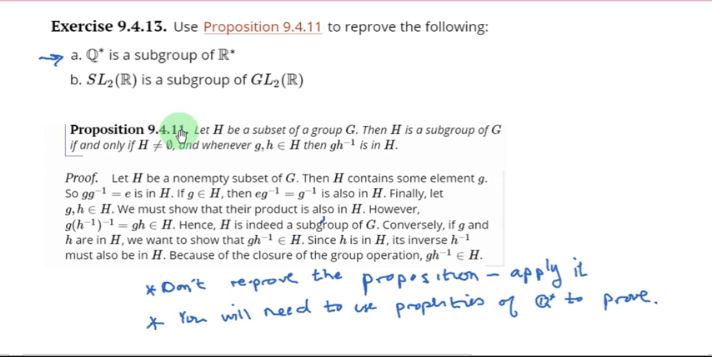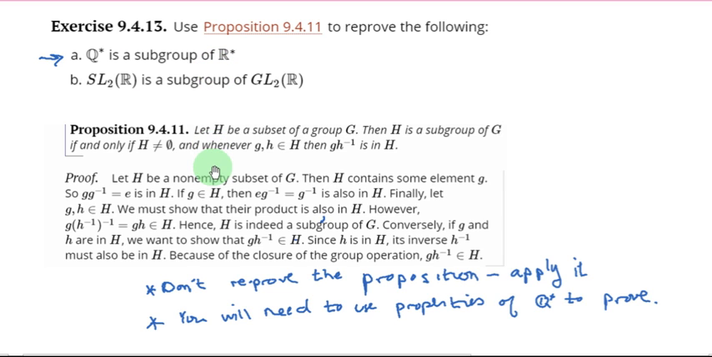Proposition 9.4.11 says that let H be a subset of a group G. H is a subgroup of G if and only if H is not empty, and whenever g and h are in big H, then gh inverse is in big H. Okay, so a subset of a group is itself a group if and only if it's not empty, and it's closed under this operation here, element times element inverse. The proof of this statement is here. All right, so we want to apply this proposition to prove that Q star is a subgroup of R star.